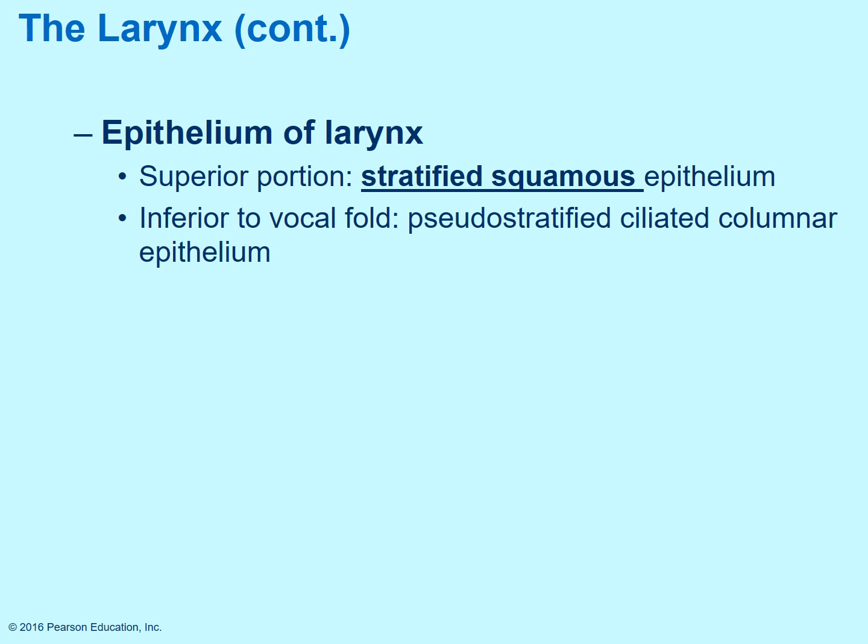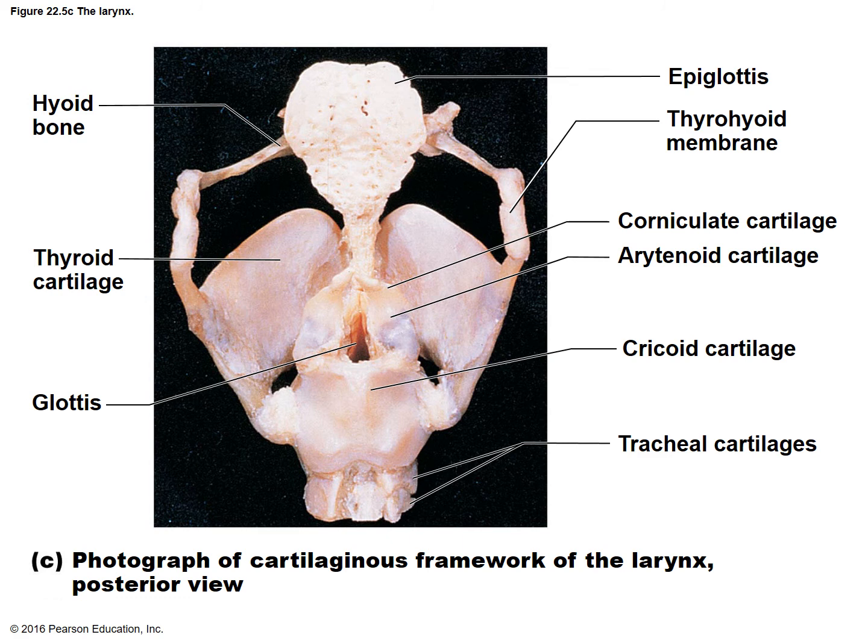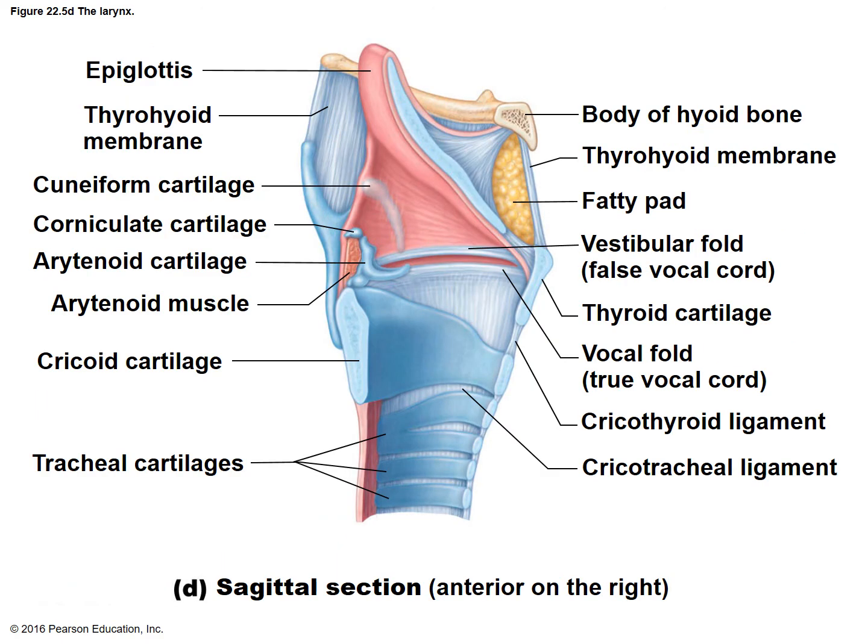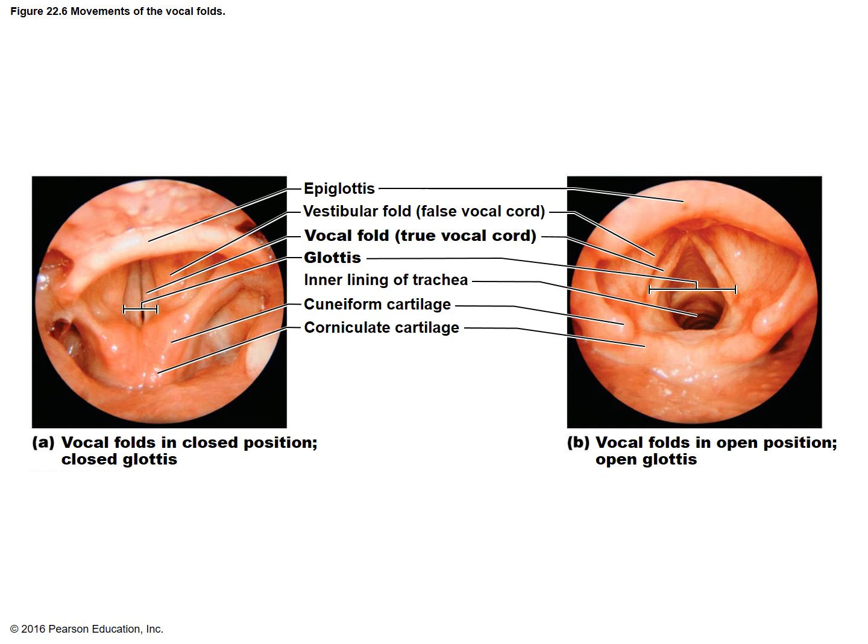This just talks about a review as to the type of cells that form part of the larynx. As you can see here, a photograph of some of the cartilage, and a sagittal view as well. Here's a picture showing the vocal cords. This is the vocal cords closed, and here's with it open.